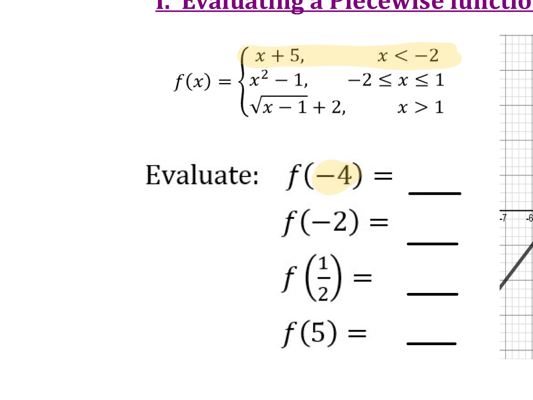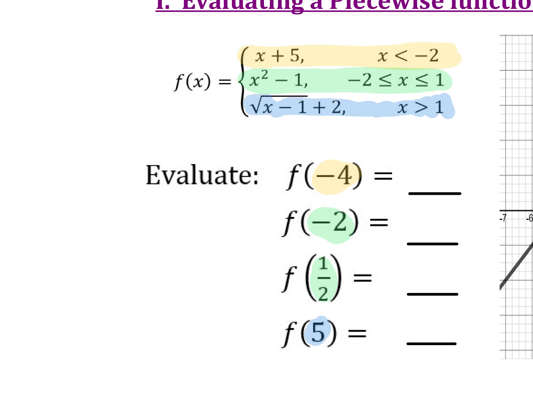Then I've got this next function evaluation at negative 2. Well, that falls into this category here. This is for all x values that are between negative 2 inclusive and 1 inclusive. Now this next one is 1/2. 1/2 also falls into that category of being between negative 2 and positive 1. Lastly, I have 5. Well, 5 falls into that category of being bigger than 1.